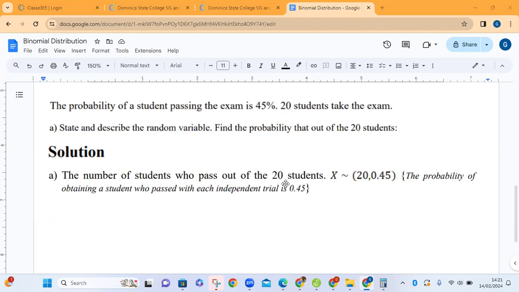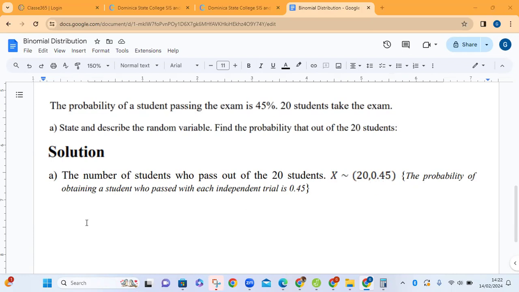And to describe that random variable, we can denote it by the letter x. So anytime you see x in this question, you have to see the number of students who pass out of the 20 students. So the number of students who pass out of the 20 students approximates a binomial distribution. So capital B is missing there. Please take note of that. And the sample size is 20 and the probability of success is 0.45.